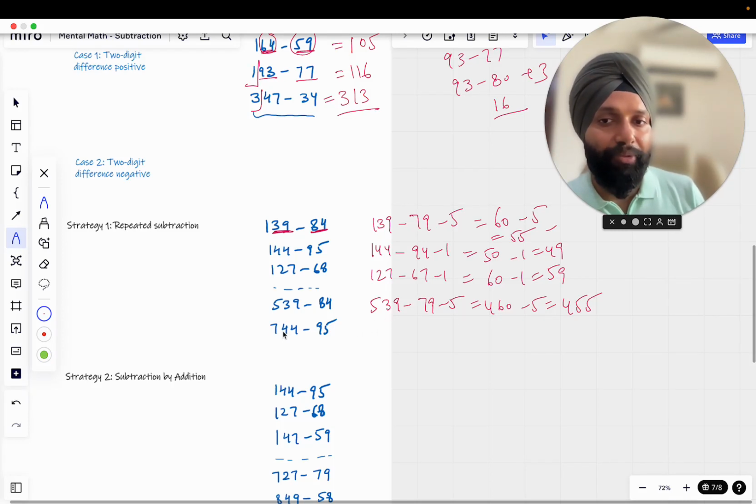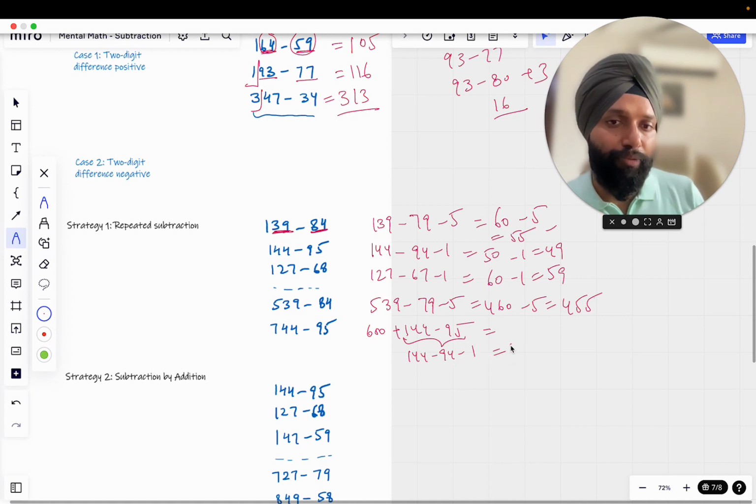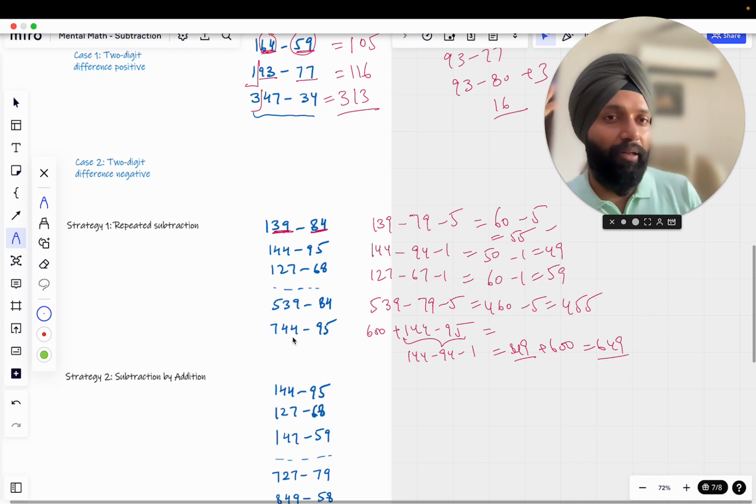So essentially you need to just see that it's just 700. We don't really need to worry about 700. So you can take 600 extra here. So 144 minus 95, and you can just worry about this, which is the same as 144 minus 94 minus 1, which is 50 minus 1, which is 49, plus 600. So it becomes 649 is the answer. So instead of worrying about 700 and all that, we can just say, okay, let's take 600, which is extra here. 144 minus this.